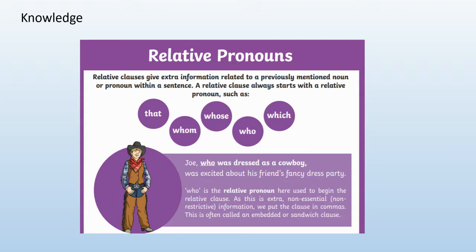Relative clauses give extra information related to a previously mentioned noun or pronoun within a sentence. A relative clause always starts with a relative pronoun. So here again we have our examples. Joe, who was dressed as a cowboy, was excited about his friend's fancy dress party. Who is the relative pronoun here used to begin the relative clause. As this is extra, non-essential information, we put the clause in commas. This is often called an embedded or sandwich clause.